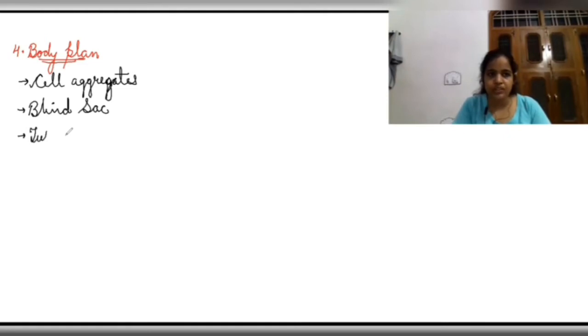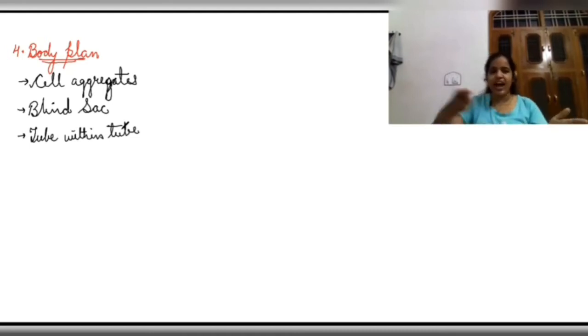Next is tube within tube. What does it mean? It means that the digestive system will be open from both the sides. Just like we have mouth and we have anus as openings, the opening means starting and ending of the digestive system, to be more exact. So tube within tube means the digestive system will have opening on both the sides. So in us we have mouth and the anus. So guys, this is the tube within tube we have as the body plan.